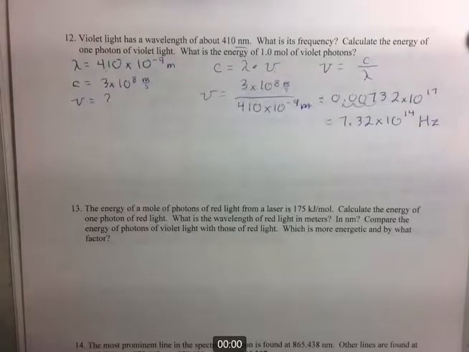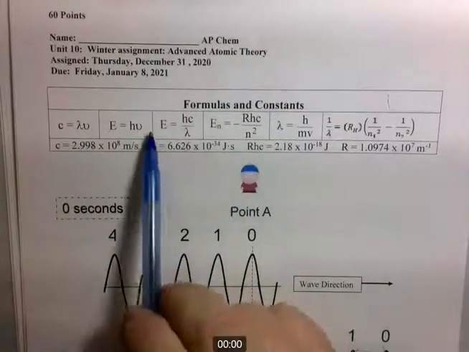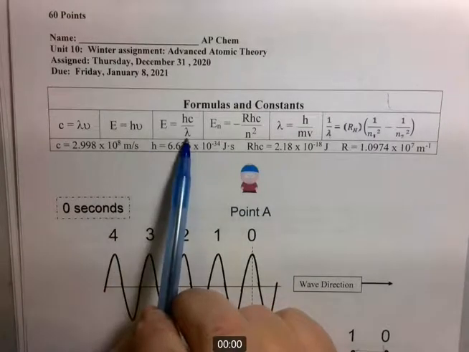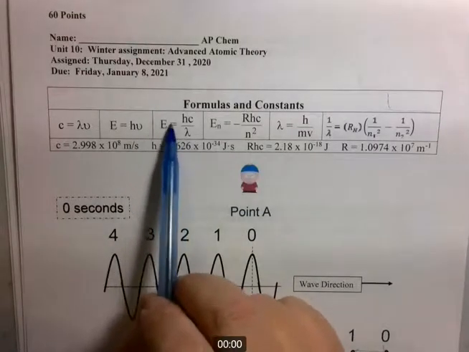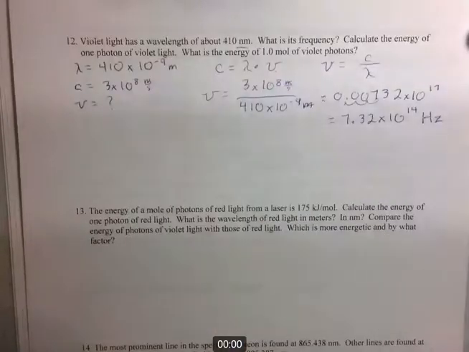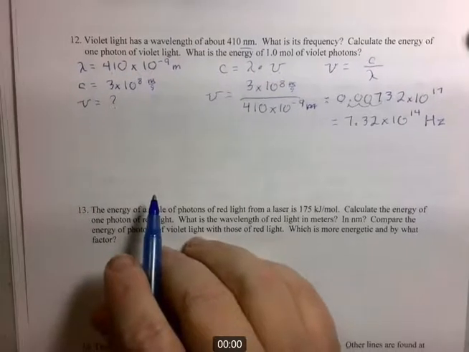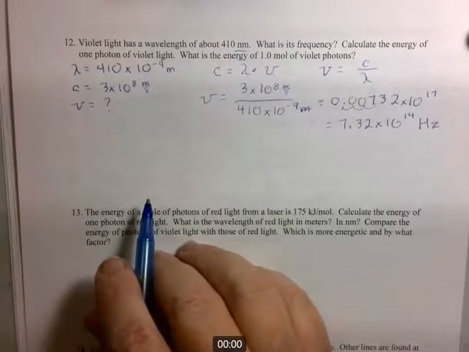So now we can use either of these two equations, the one that uses frequency or the one that uses wavelength, either one, but what we're shooting for is this. This is the energy in 1 photon. All right, so let's use the frequency one. It's easier now that we know the frequency.